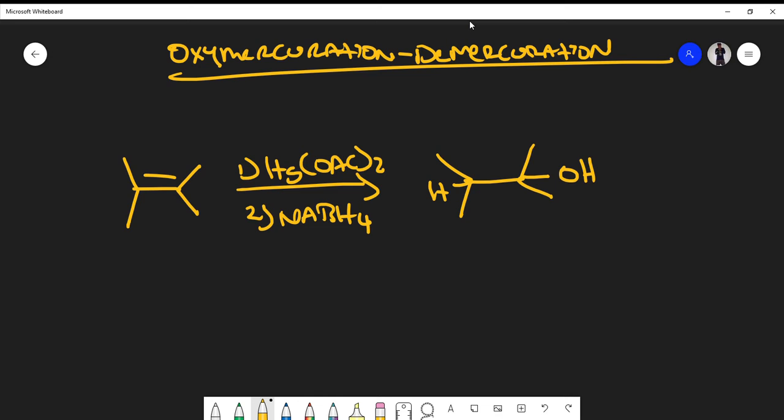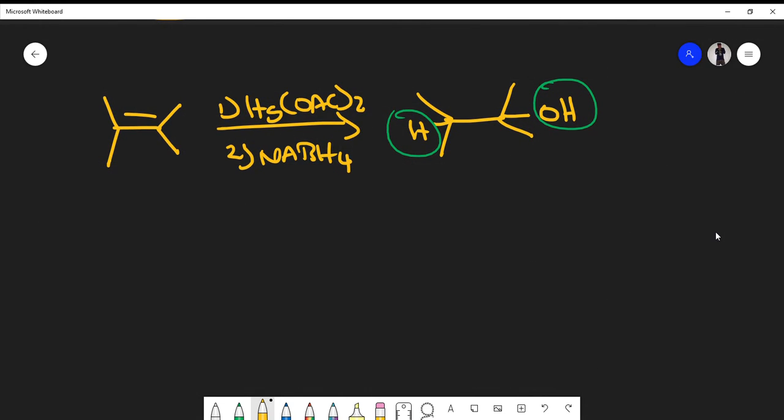Really what we're doing is adding H2O, right? So we have our hydrogen, and then we have our OH right there, sequentially. Now, oxymercuration-demercuration gives you what we call the Markovnikov product, or the Markovnikov rule, which says that our nucleophile, which in this case is the water molecule, would occur on the more substituted carbon. So in other words, the OH, or the hydroxyl group, will occur on the more substituted carbon.